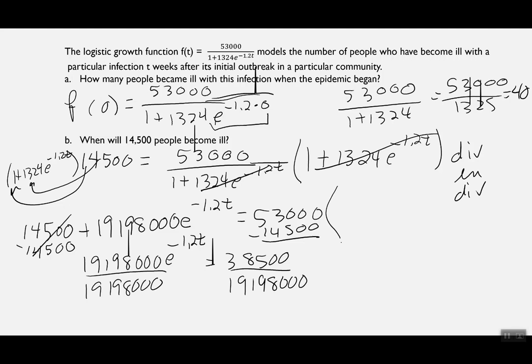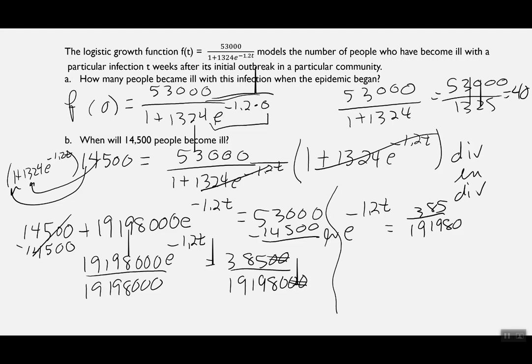Okay. So that leaves me on the left with e to the negative 1.2 t. On the right, I have 38,500 over the 19,198,000. Just to make my life a little easier, I'm going to get rid of 2 zeros on the top, 2 zeros on the bottom, just to have a little bit less numbers. So now I have 385 over 19,198,000. So that's a little bit better.